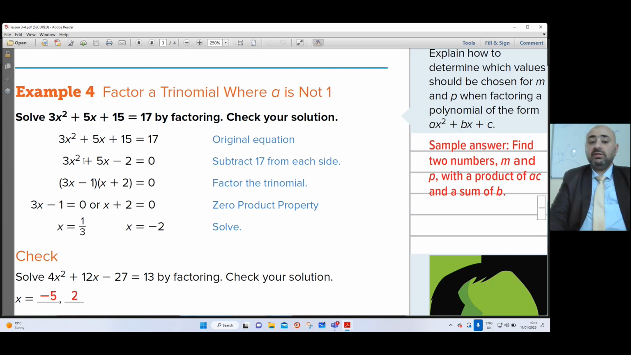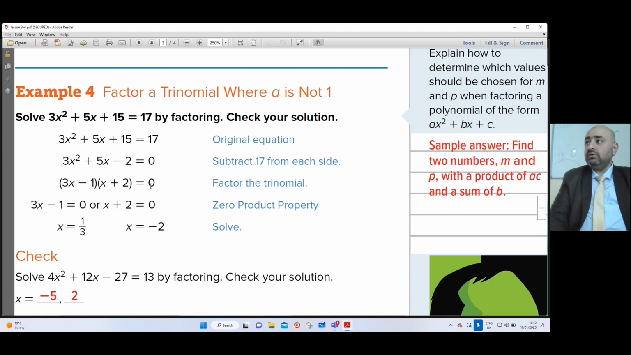Now, how do we factor this quadratic equation? Here, as you see, the value of A is 3. So the first step, open parenthesis. What's the meaning of 3x squared? It means 3x times x. Now, as you see here, we have 5x and here minus 2. We want two numbers whose product equals negative 2. Which two numbers? Negative 1 and plus 2.